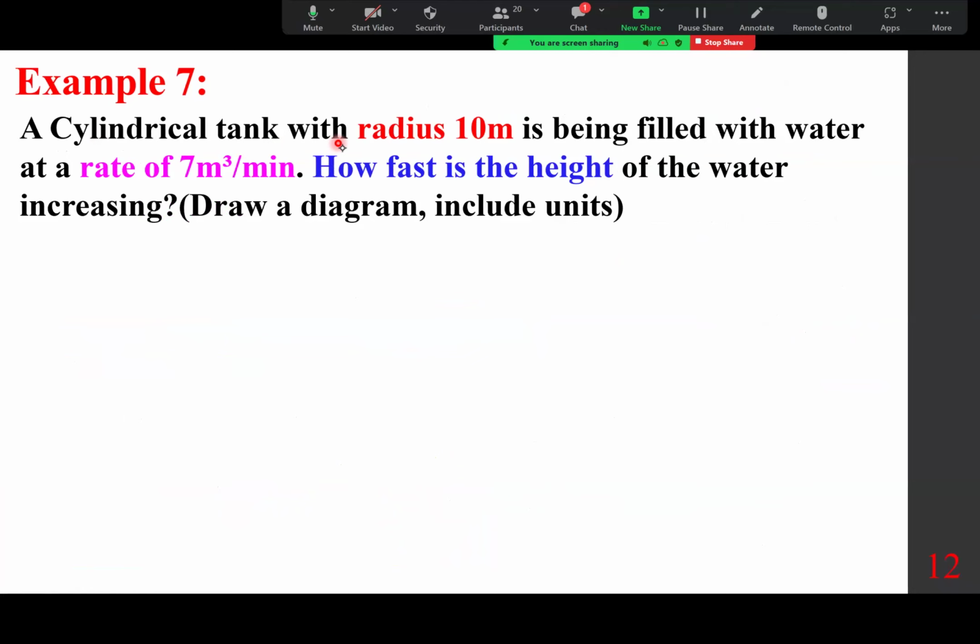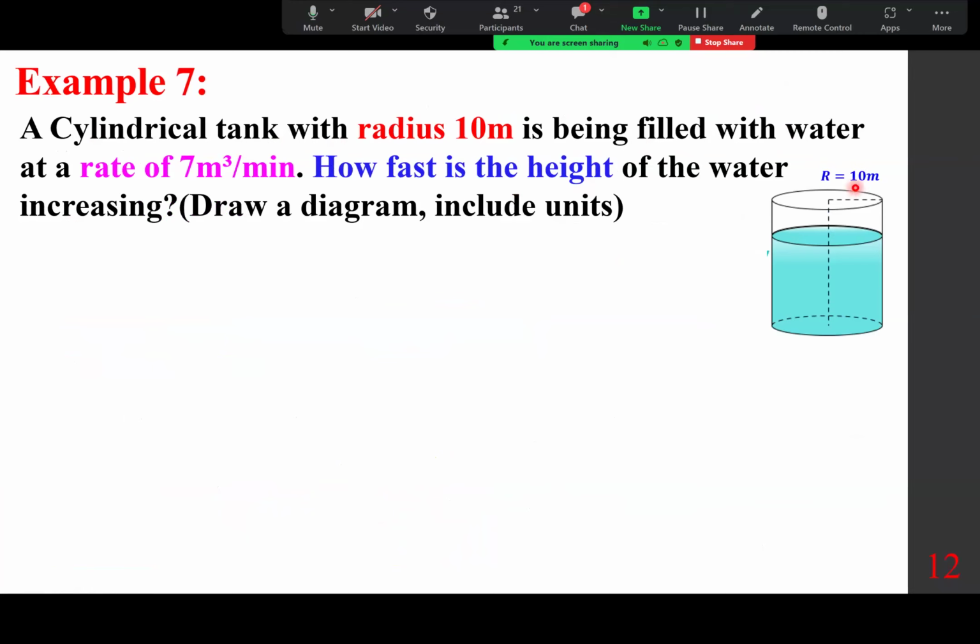A cylindrical tank with radius 10 meters is being filled with water at a rate of 7 cubic meters per minute. How fast is the height of the water increasing? Draw a diagram, include units. Always draw a diagram. So here's the diagram.